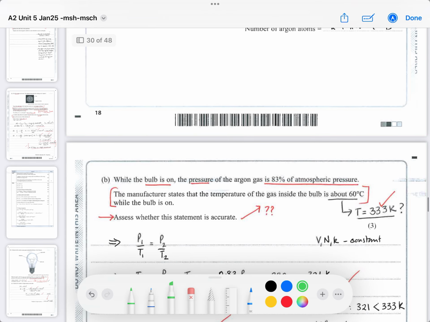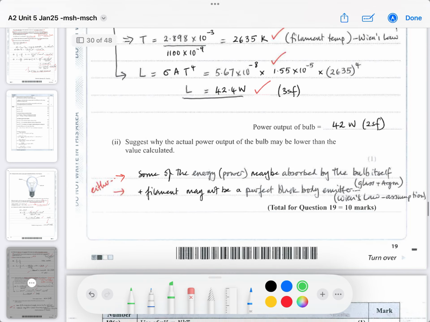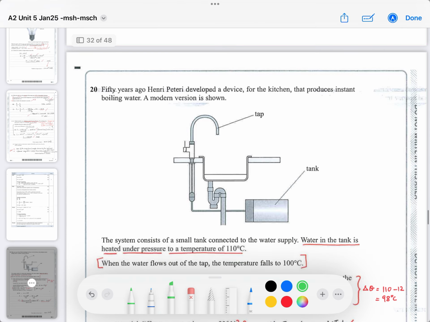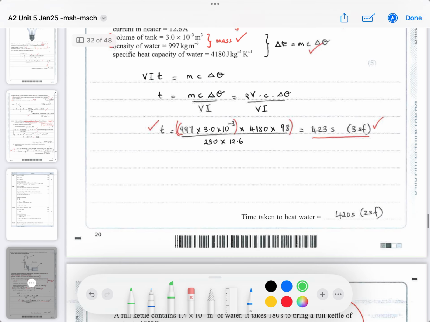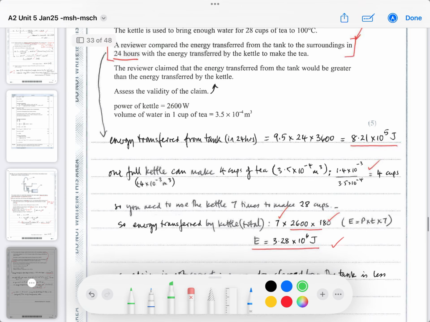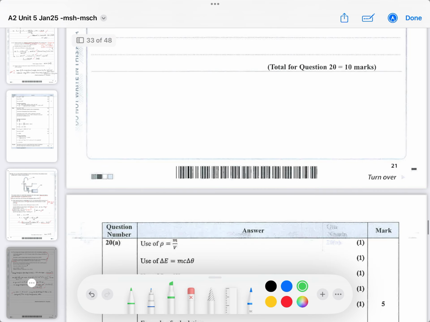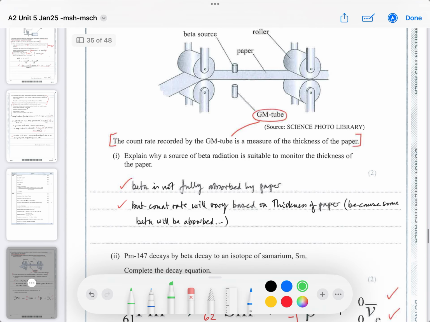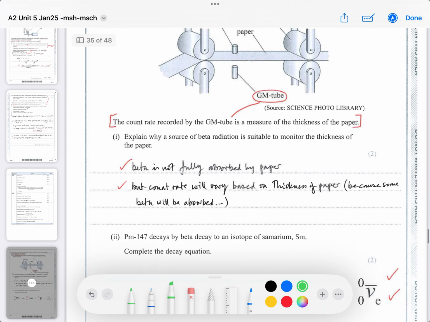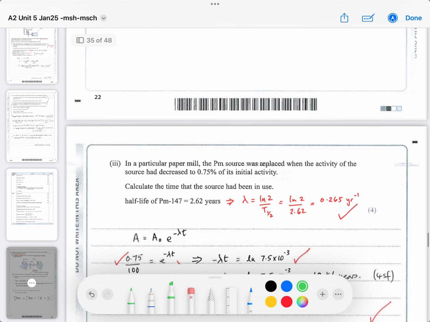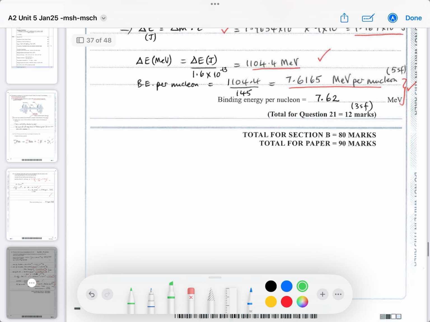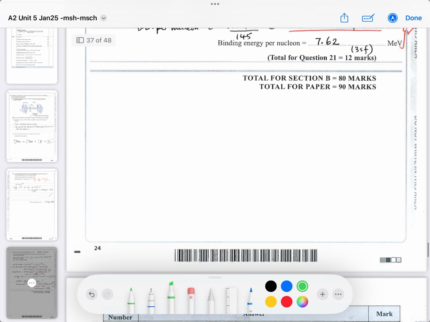Okay. Heat, pressure, so we're going to do that separately. 19. What else is left? 20. So that's all the gravity questions done. Okay. So I'm going to come through and do the rest of them. I think this is the last question in the paper. Oh no, there's another one. This is radioactivity. Okay. All right, so we'll come back. 21 is the last question, and uses E equals mc squared. So that's the full 90 marks.